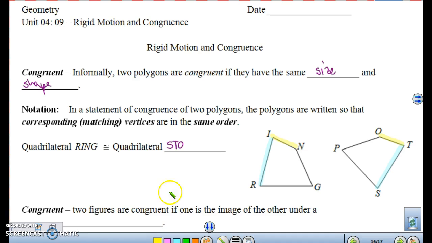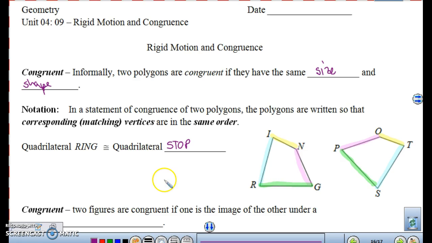And then N would correspond to O here. So N then goes to G, which means that O is going to go to P. So O to P. And then if we get our sides to match up, G goes to R. G corresponded to P, so we would start at P and go to S, and G to R.